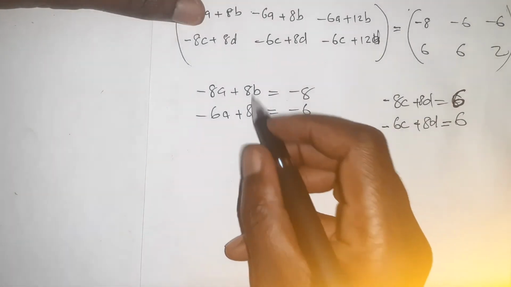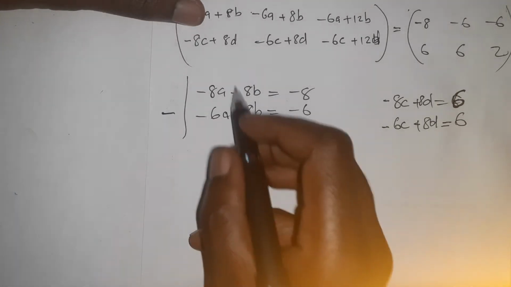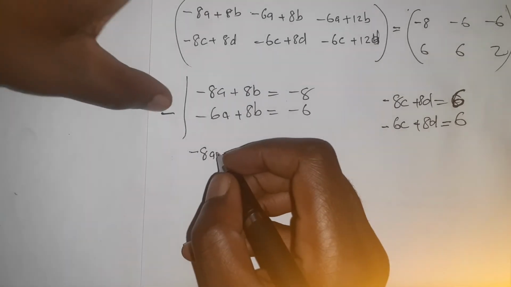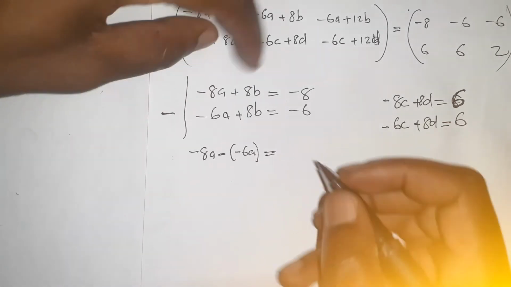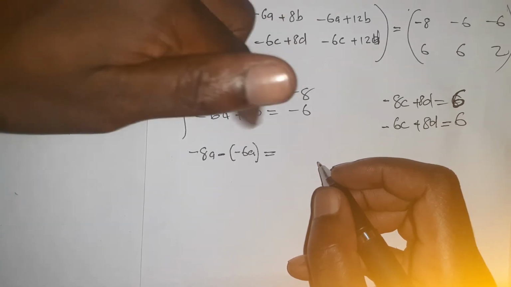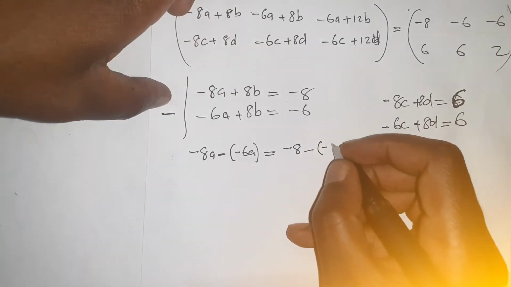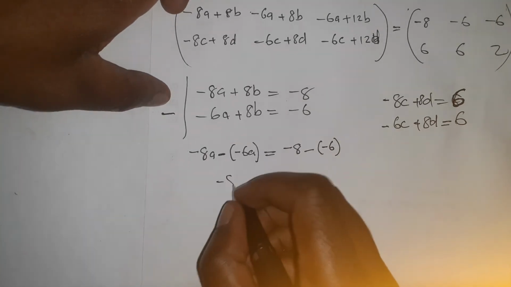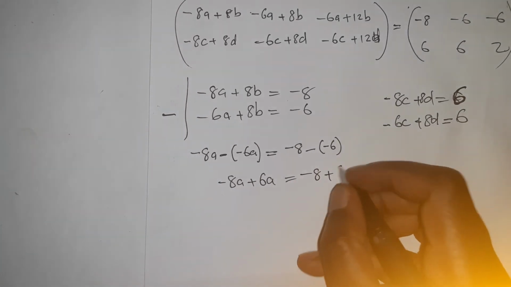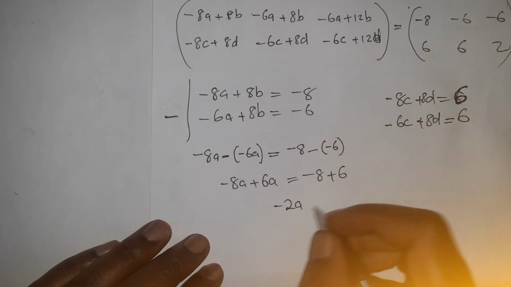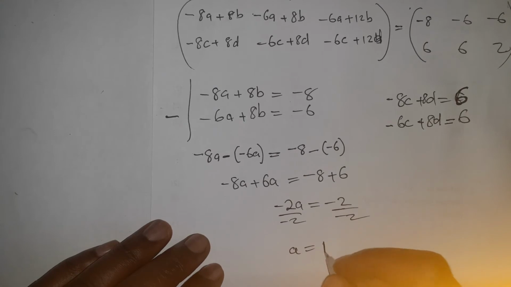So in this case, B already has the same coefficient, so we can eliminate B. When we eliminate B, this here is going to be negative 8A minus negative 6A, equals 8B minus 8B, which gives us 0. That's why B is not going to be there. Then equals negative 8 minus negative 6, so this is going to give us negative 8 plus 6. Also here we're going to have negative 8 plus 6. So this gives us negative 2A is equal to negative 2. So our A, we divide by negative 2, so A is equal to 1.